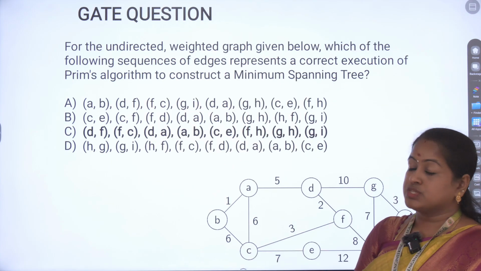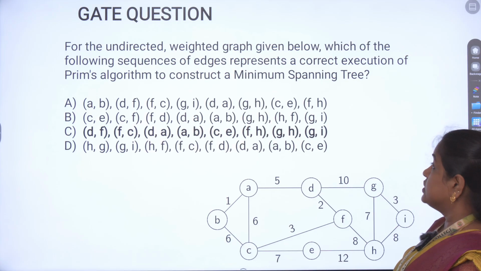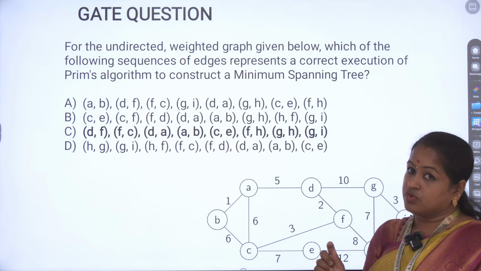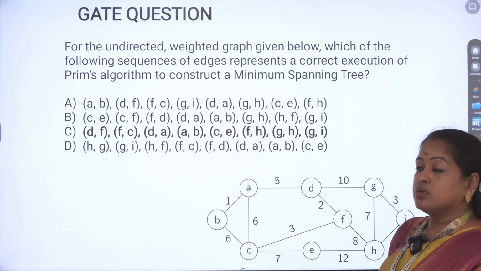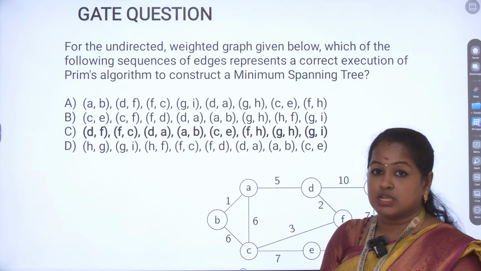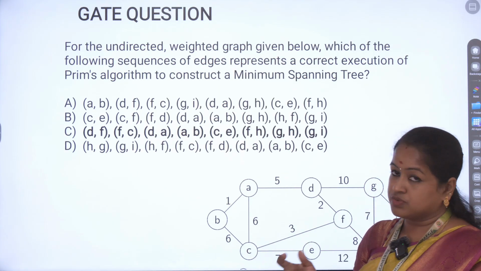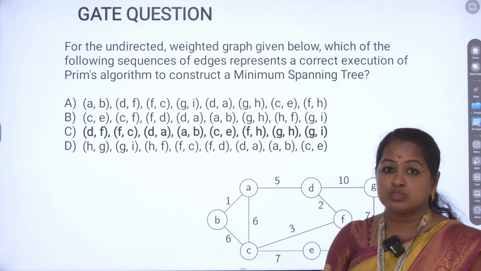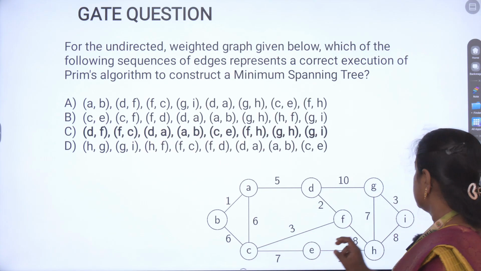So the next question: for an undirected weighted graph given below, which of the following sequences of the edges represents the correct execution of Prim's algorithm to construct the minimum spanning tree. This is also another GATE question where we are going to find the minimum spanning tree, the path we have to find out. Here they haven't given any node to start. So we are going to consider any one node and start.